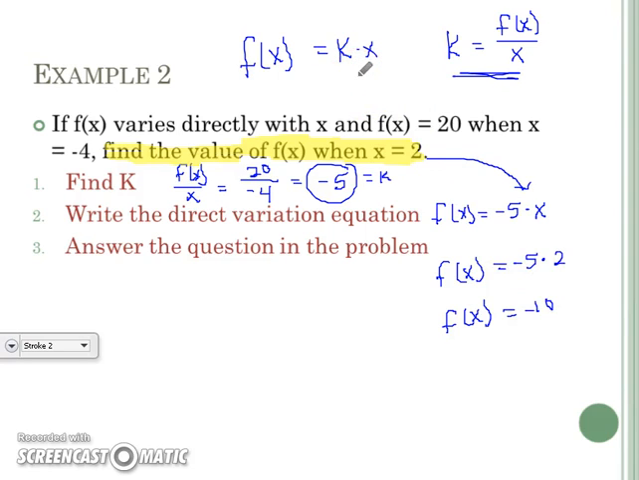So again, with these ones, they're multiple step problems. Find k first, set up your equation, and then finish solving the problem.